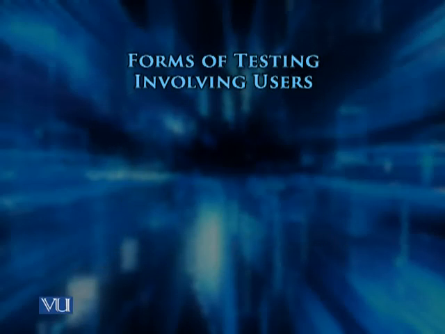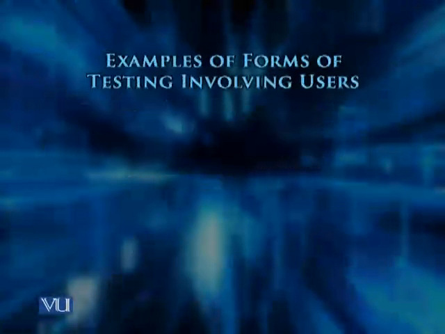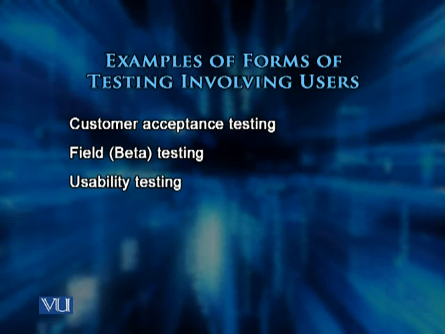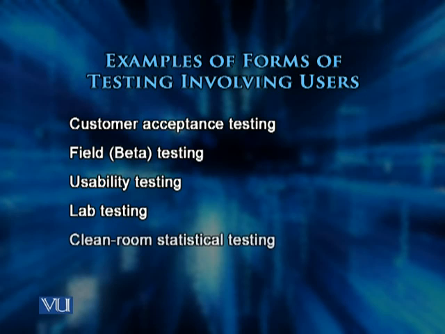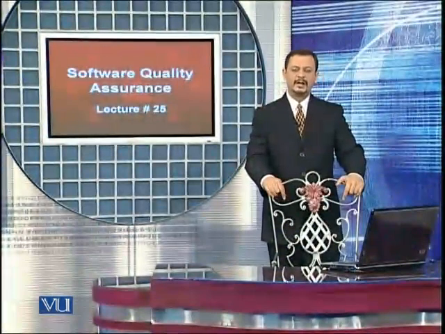The third category is where testing involves users or customers. The forms of testing involving users are aimed at usability problems and ensuring that all the requirements have in fact been implemented, because it is ultimately the user or the customer who can decide about the completeness of a work product, completeness of a software solution. So examples in this category are customer acceptance testing, then we have field or beta testing, usability testing, lab testing, and finally we have clean room statistical testing. These are the examples where the user or customer can participate and their feedback and involvement is very important in the process of execution of software testing.